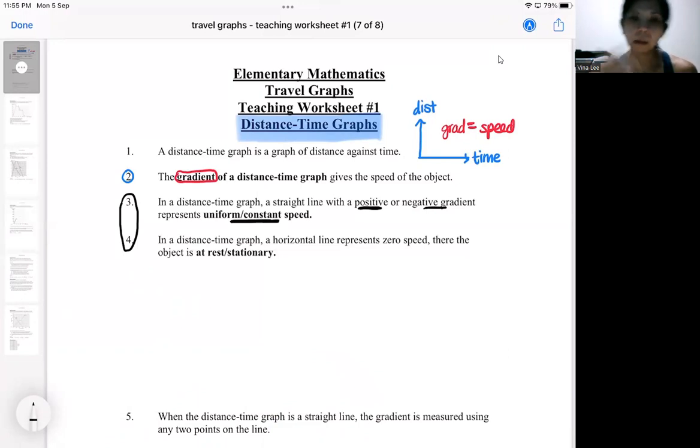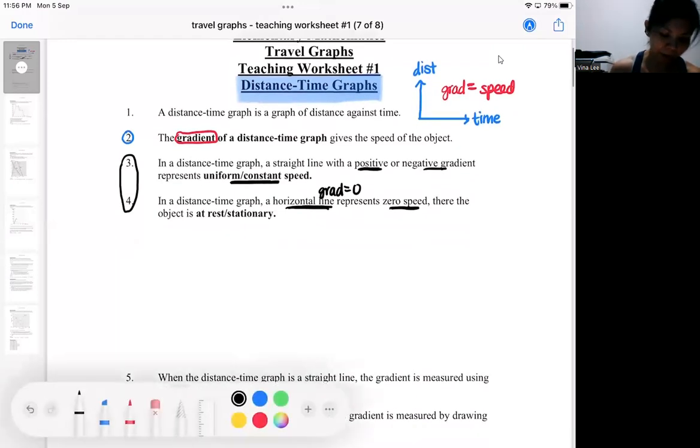In a distance-time graph, if you see a horizontal line, it actually represents zero speed. A horizontal line has zero gradient. So the gradient is zero, and that's why the speed is zero. When the speed is zero, there's no speed at all. You're not moving at all, so it's considered at rest and stationary. Actually, we can summarize this in a very simple diagram.